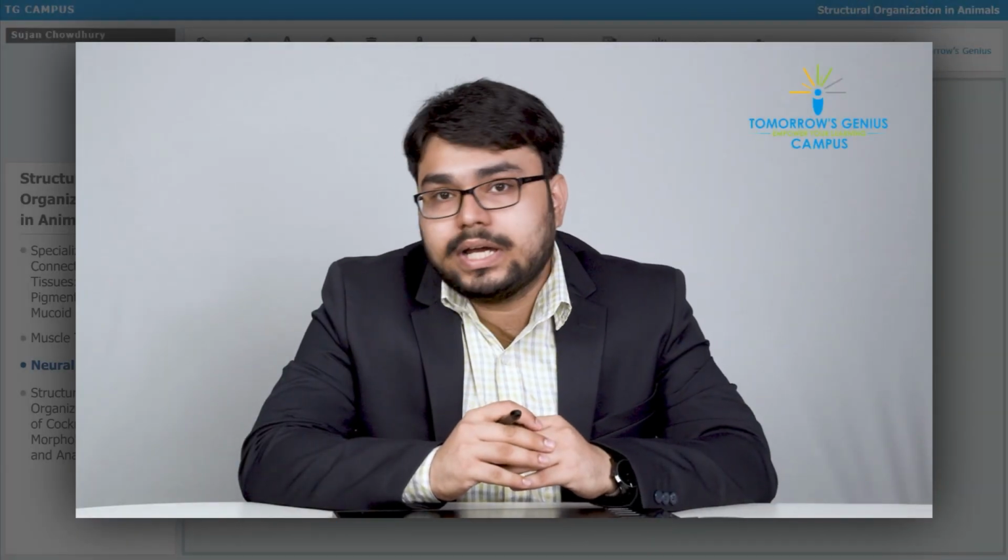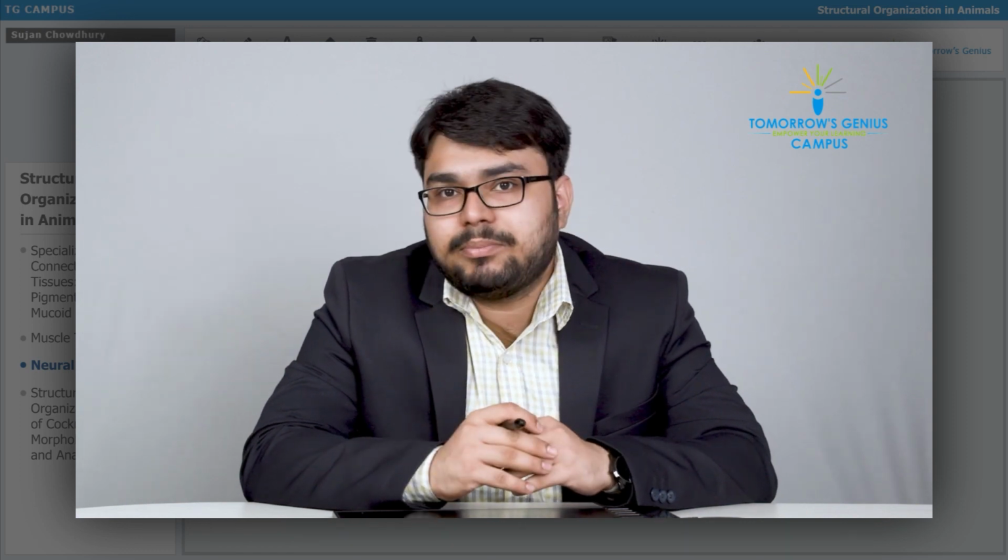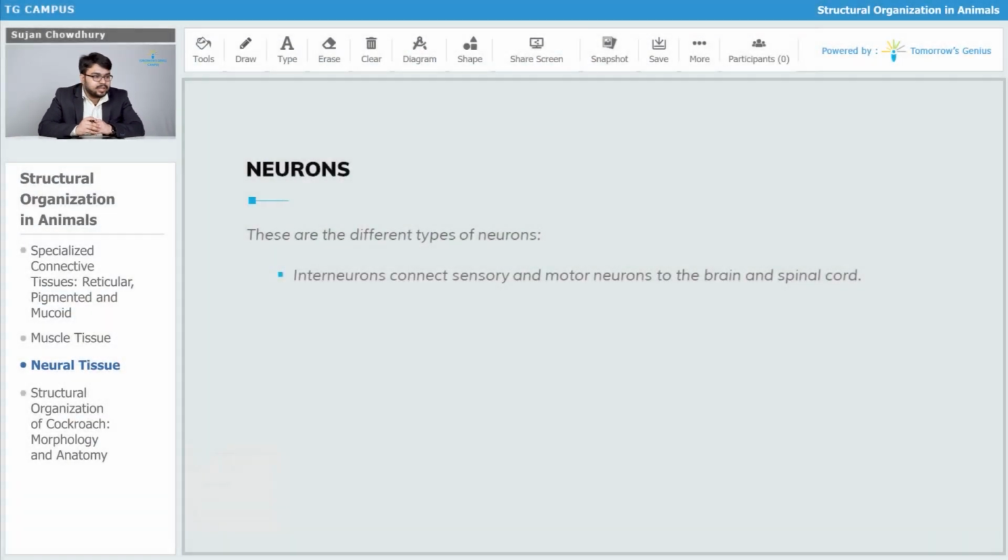In this part, we are talking about the different types of neurons. There are some interneurons apart from the afferent and efferent neurons. The interneurons are basically going to connect sensory and motor neurons to the brain and spinal cord. So interneurons are important for the establishment of connection between the afferent and efferent neurons and the brain and spinal cord.